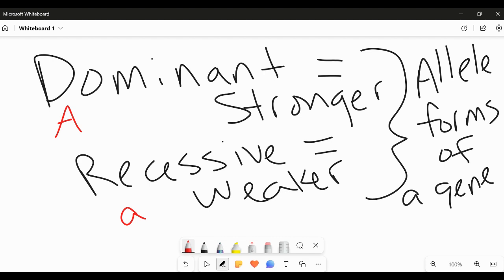It's very important that you always keep that consistent when doing genetics problems, because if you start using extra letters, you're just going to confuse yourself.